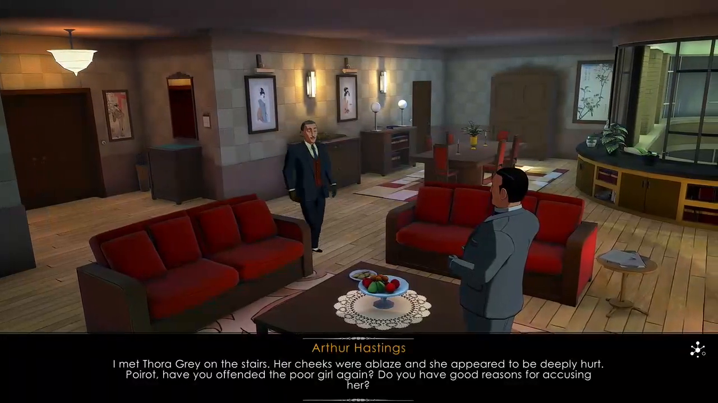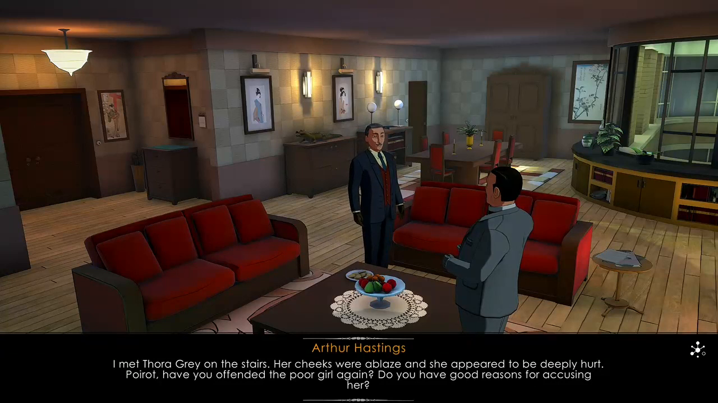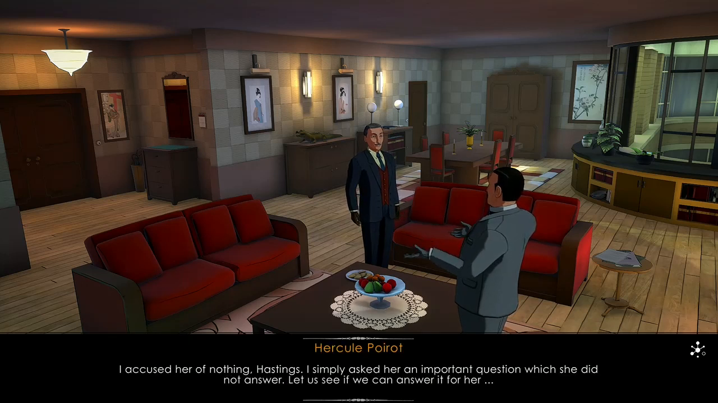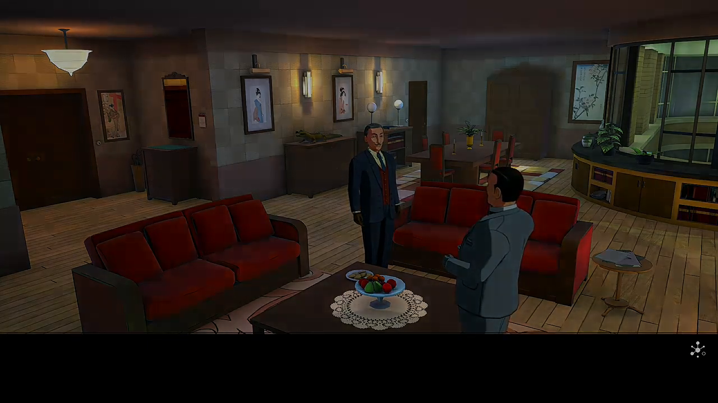I met Thora Grey on the stairs. Her cheeks were ablaze, and she appeared to be deeply hurt. Poirot, have you offended the poor girl again? Do you have good reasons for accusing her? I accused her of nothing, Hastings. I simply asked her an important question she did not answer. Let us see if we can answer it for her.